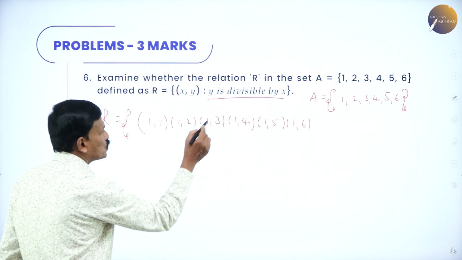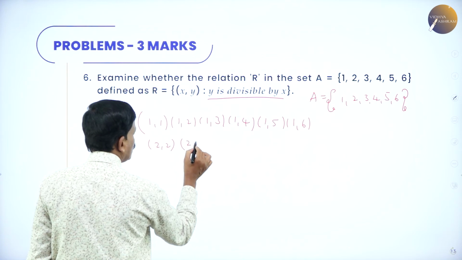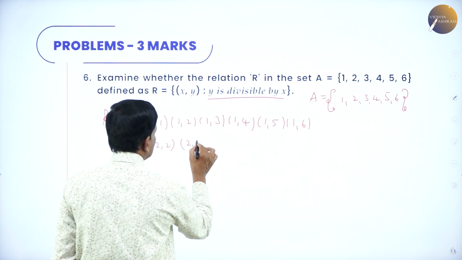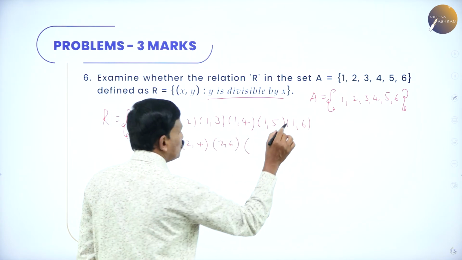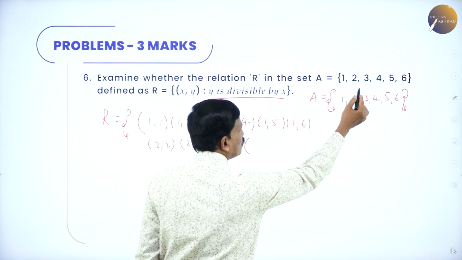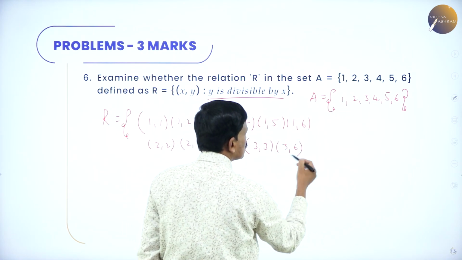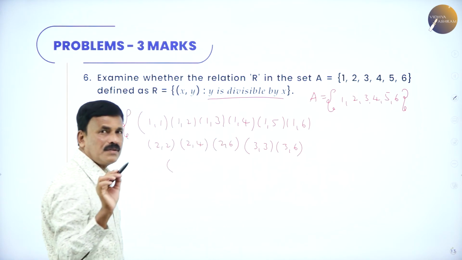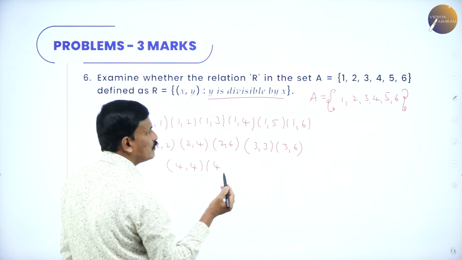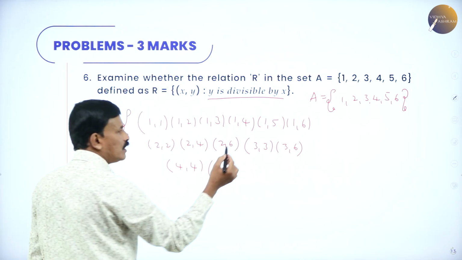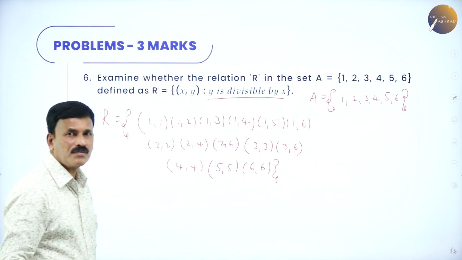Next, 2. 2 will not divide 1. (2, 2), 2 divides 2. 2 will not divide 3, then it will divide 4. 2 divides 4. Then 2 will not divide 5, 2 divides 6: (2, 6). Come to the third, 3 will not divide 1, 3 will not divide 2, 3 divides 3. Then 3 will not divide 4, 5, 3 divides 6. Next, 4: 4 will not divide 1, 2, 3, and 4 divides 4. Similarly, 4 will not divide 5 or 6. 5 will not divide 1, 2, 3, 4 except (5, 5). Similarly, (6, 6). These are the elements of relation R.